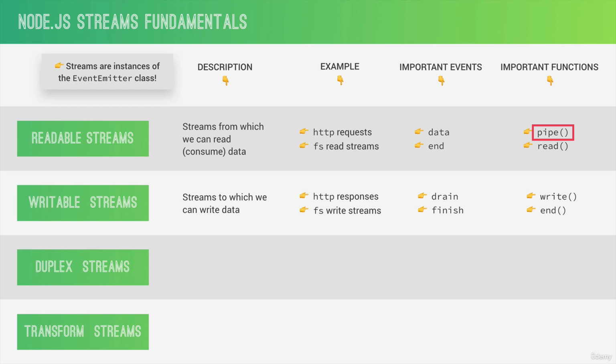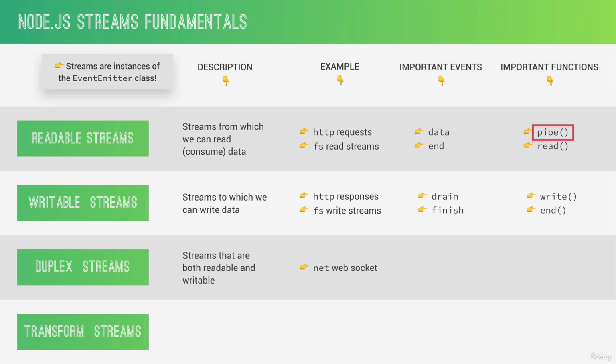For example, if we wanted to send a big video file to the client, we would stream that result just like Netflix or YouTube do. Now about events, the most important ones are the drain and the finish events. And the most important functions are the write and end functions, some of which you will see in action in the next lecture.